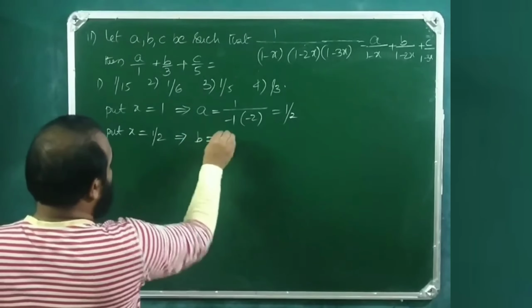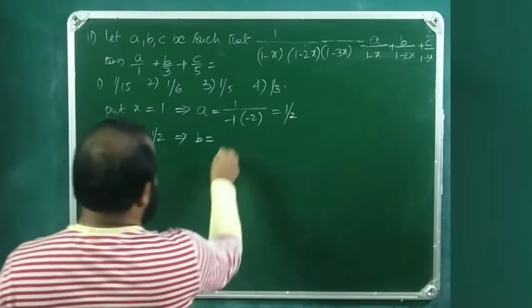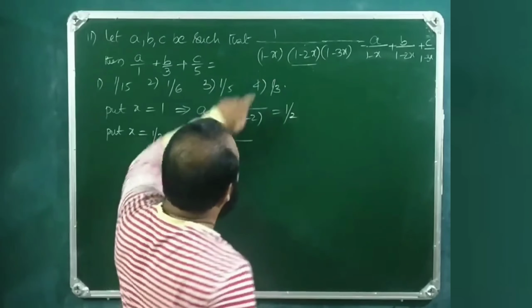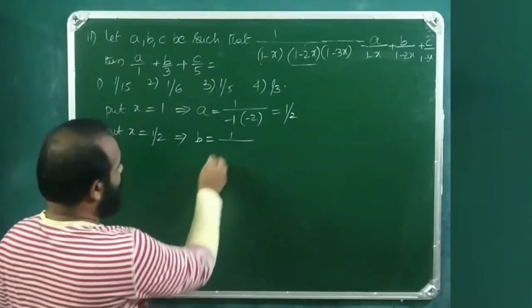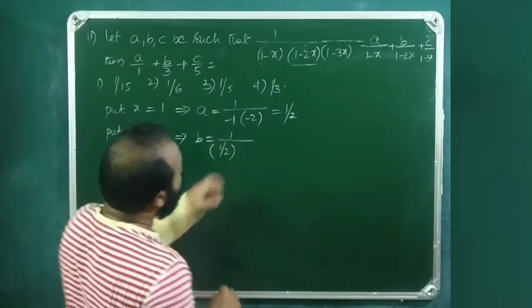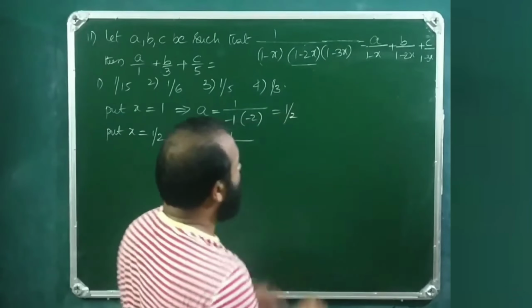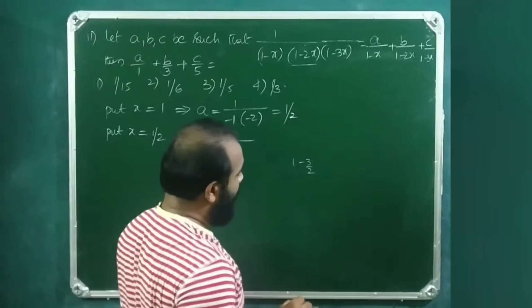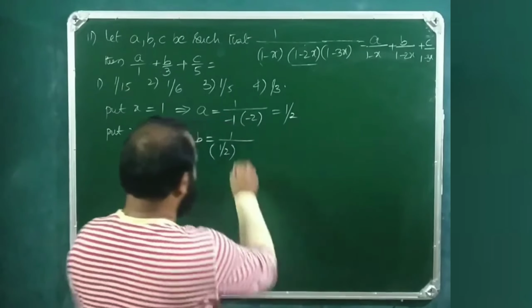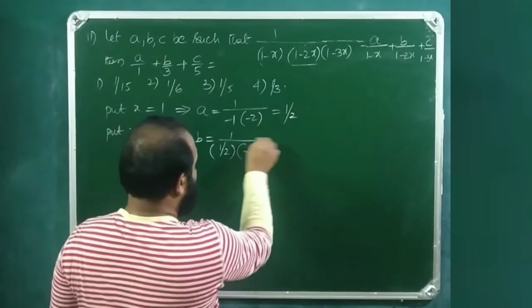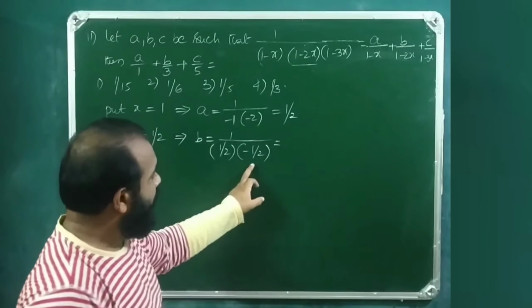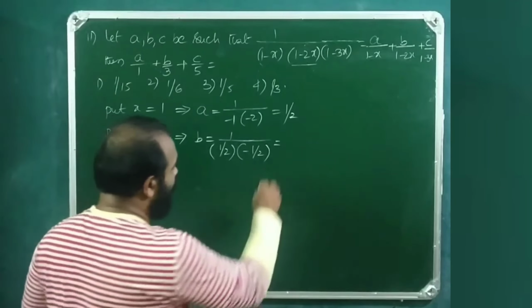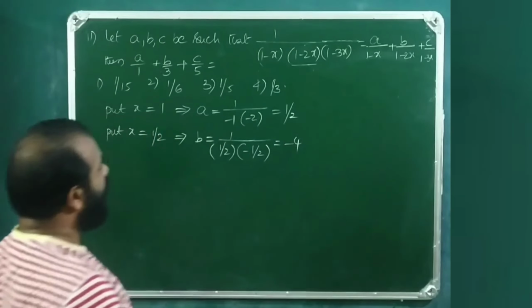So then we'll get b is equal to, covering this, 1 minus 1 by 2 is 1 by 2. 1 minus 3 into 1 by 2, so 1 minus 3 by 2. 2 ones are 2, 2 minus 3 is minus 1 by 2. So this is minus 1 by 2. So 1 by minus 1 by 4. So this is minus 4.